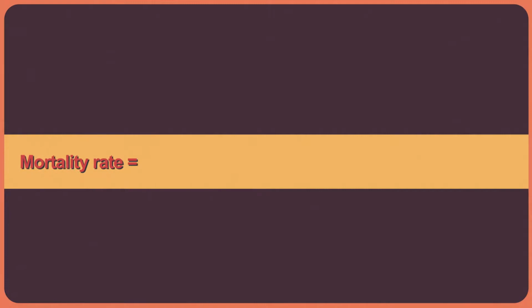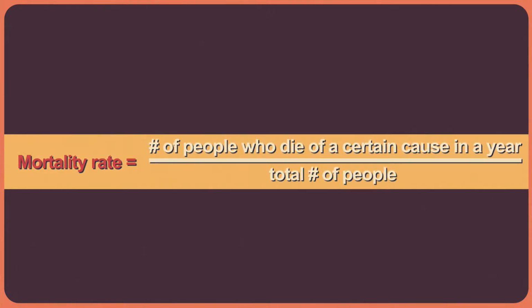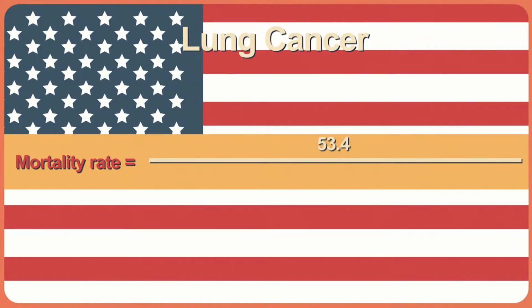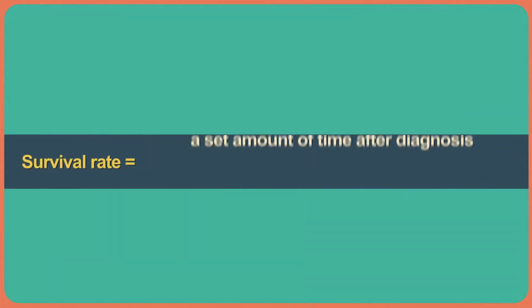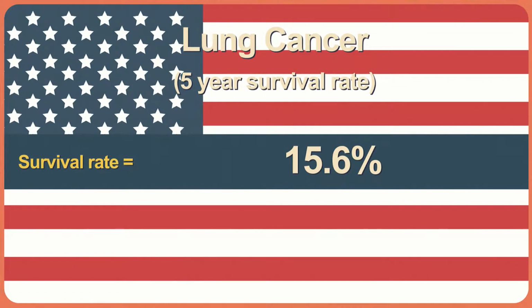Mortality rates are defined by the number of people who die of a certain cause in a year divided by the total number of people. For instance, the mortality rate for people with lung cancer in the United States is 53.4 per 100,000 people. Survival rates are something else entirely. They calculate the percentage of people with a disease who are still alive a set amount of time after diagnosis. The 5-year survival rate for people with lung cancer in the United States is 15.6%. 53 deaths per 100,000 people and 16%. Those aren't measuring the same thing.